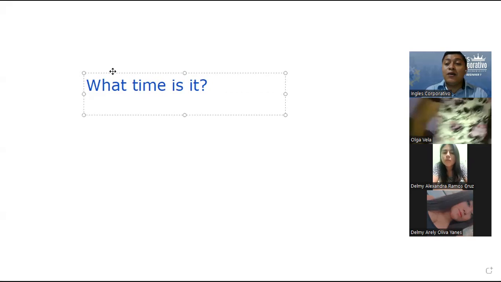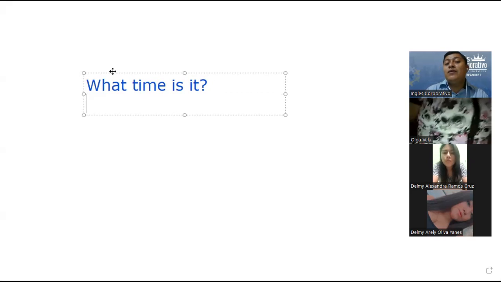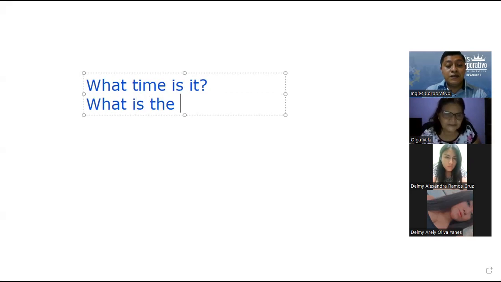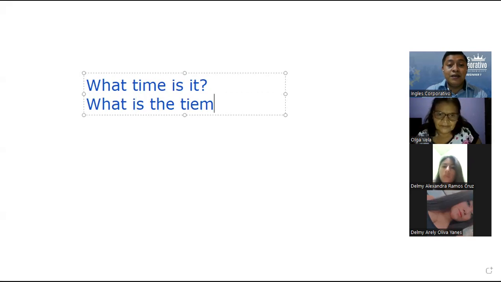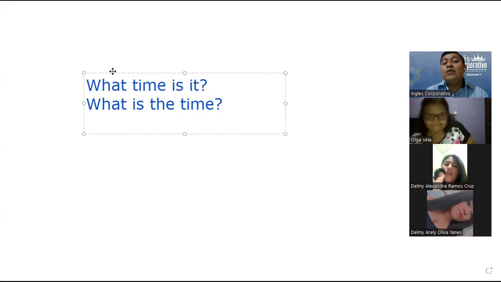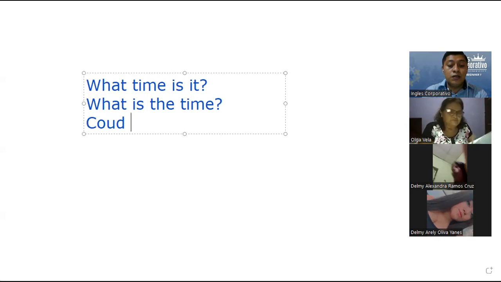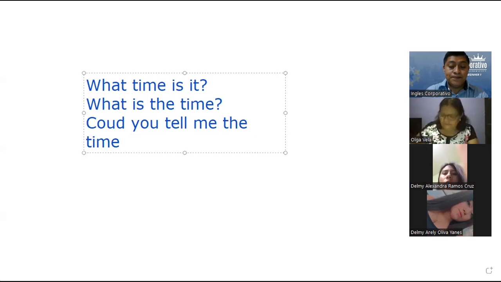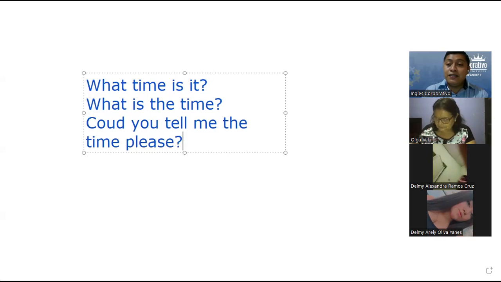Otra opción era, ¿se recuerdan la otra opción? ¿Cuál es? Para preguntar la hora. What time is it? We can use this: What is the time? Y la forma más educada de hacerla era: Could you tell me the time, please? Esta es de una manera más educada. So we have three options to ask for the time.